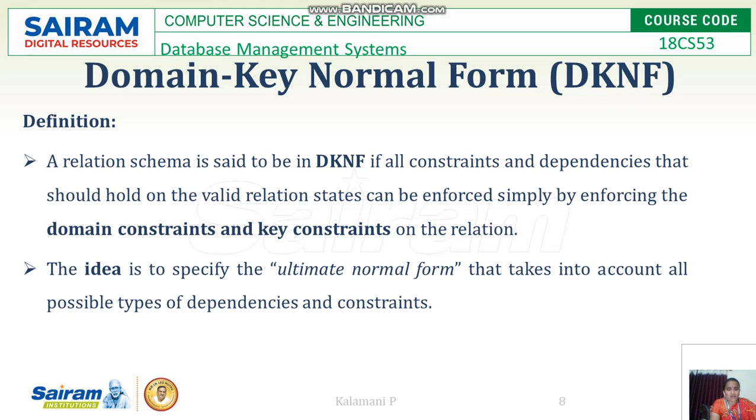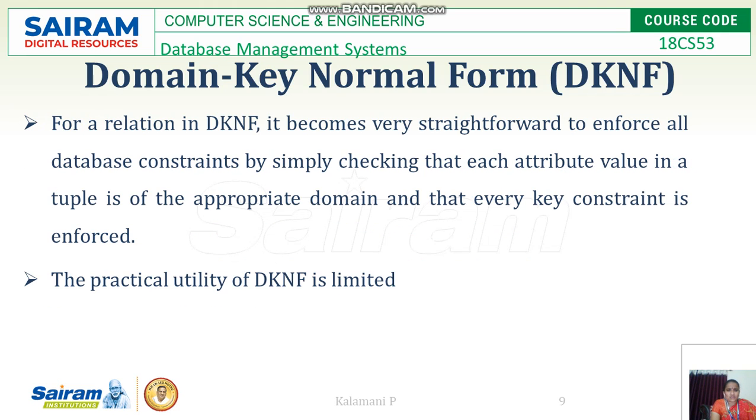The idea is to specify the ultimate normal form that takes into account all possible types of dependencies and constraints. From the name you have to remember: it satisfies domain constraints as well as key constraints on the relation at any valid relation state. For a relation in domain key normal form, it becomes very straightforward to enforce all database constraints by simply checking that each attribute value in a tuple is of the appropriate domain, and that every key constraint is enforced. In key constraints we have studied the different types: primary key, foreign key, and unique key. Every key constraint should be satisfied, and each and every attribute should have an appropriate domain.